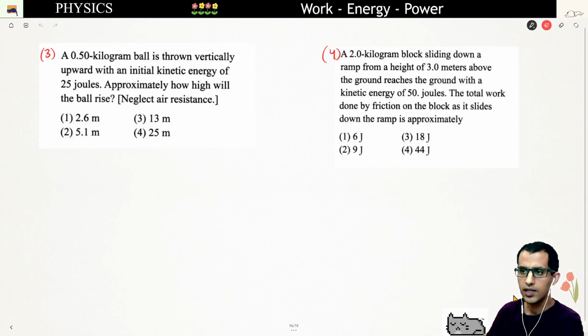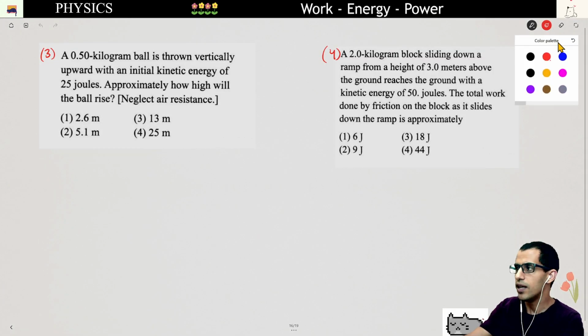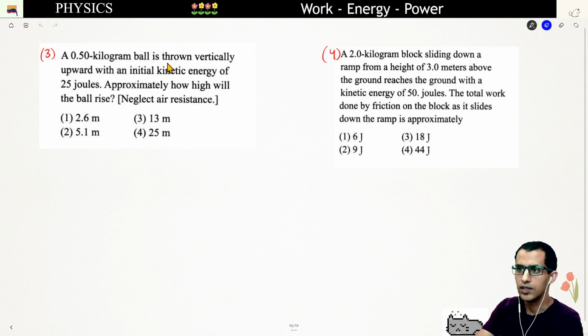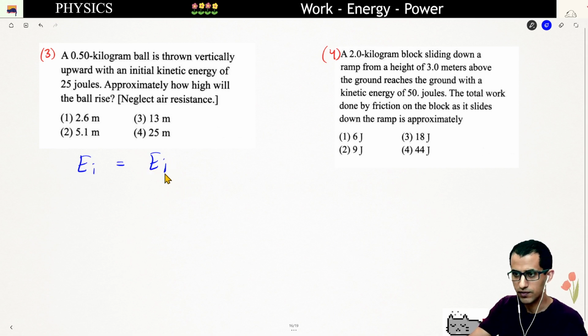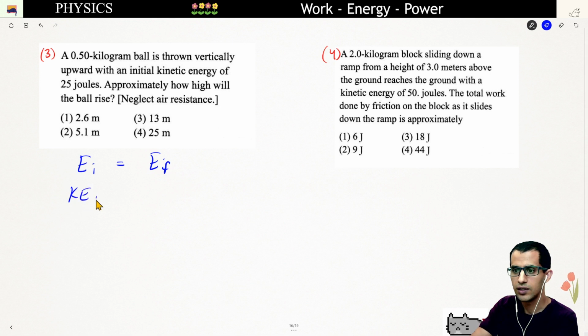Next question, number 3. A 1/2 kilogram ball is thrown vertically upwards with an initial kinetic energy of 25 joules. Approximately how high will the ball rise? So this is kind of like the opposite of the previous problem, where it's still conservation of energy, but this time we start off with kinetic energy, and we end up with gravitational potential energy. We know that the initial kinetic energy is 25 joules, so this value here is going to be 25.